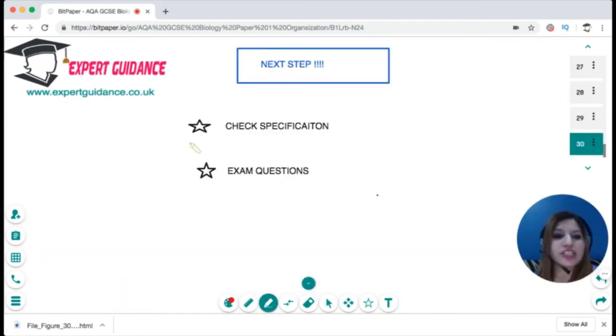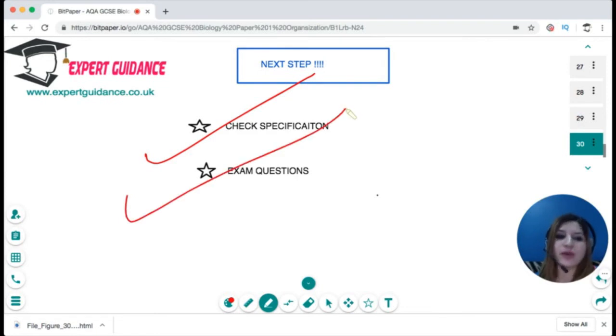Okay, so what is the next step? The next step is to check the specification, make sure whatever is in the specification is crystal clear to you, and do exam questions on this topic.